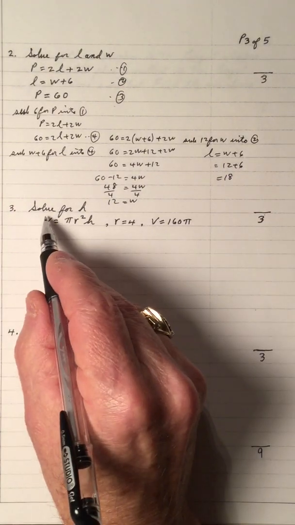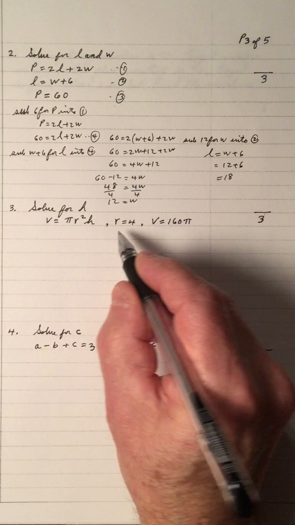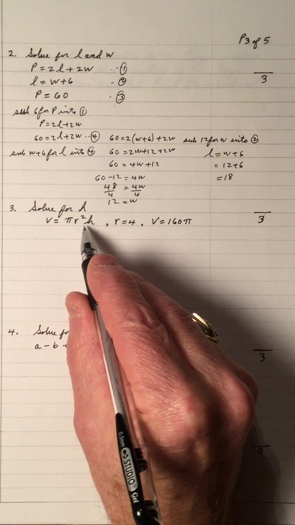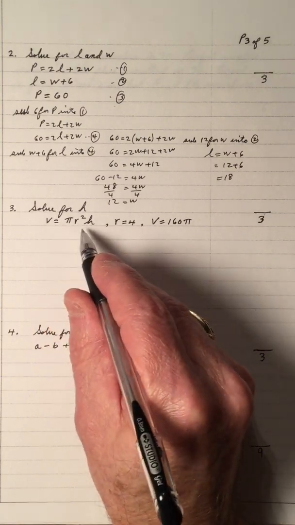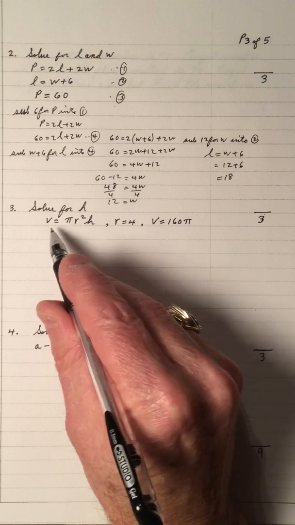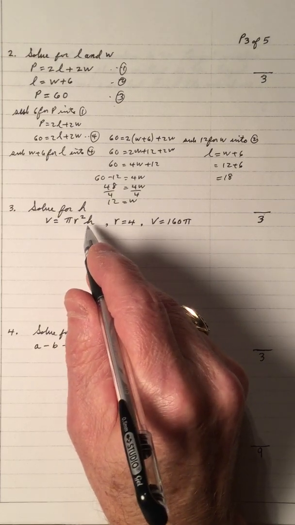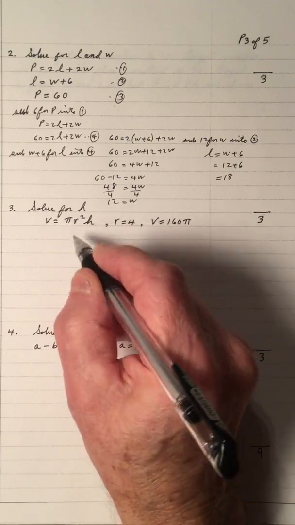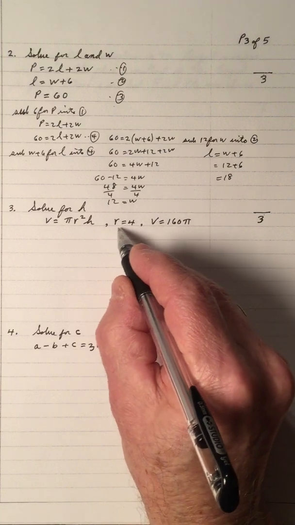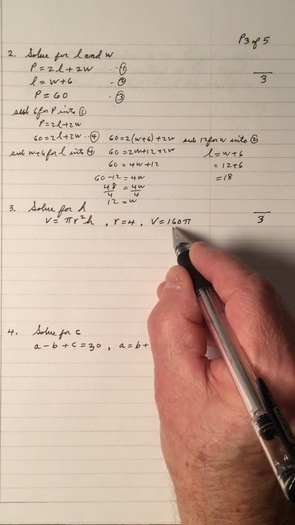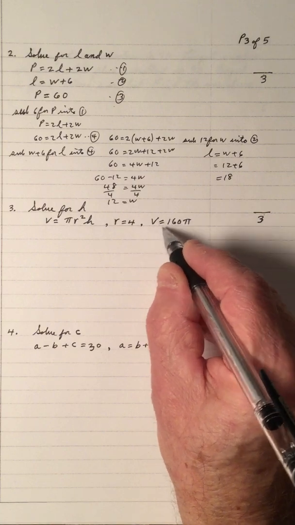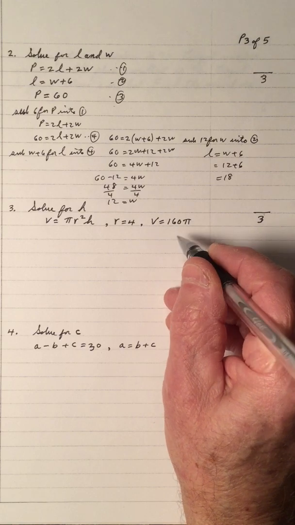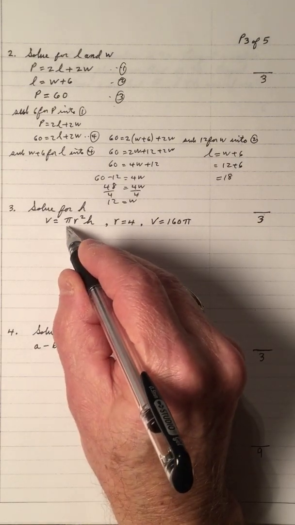Number 3, solve for h. V equals pi r squared h. That looks like the formula for the volume of a cylinder. We have the area of a circle times the height, so that's the volume of a cylinder. The radius is 4 and the volume is 160 pi. Notice the volume is not a decimal, but has pi in it. I didn't change pi to 3.14.